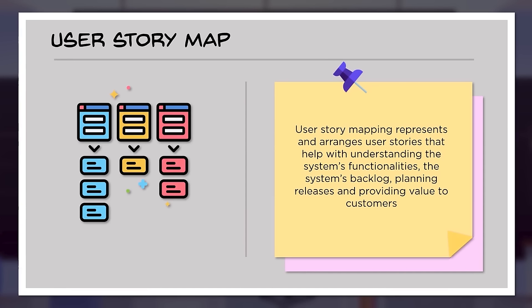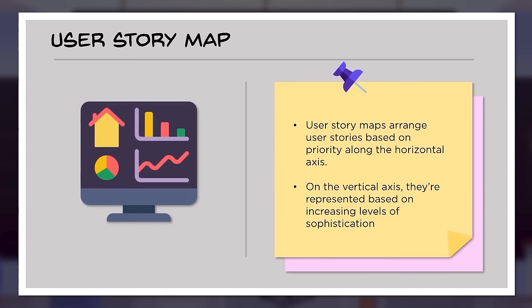Then once the user story is written, it is required to put the user story mapping. So user story mapping represents and arranges user stories that help with understanding the system's functionalities, the system's backlog, planning releases and providing value to the customers. So typically this involves arranging or organizing user stories based on priority along the horizontal axis. So as I move horizontally, I will say which user stories are the priority, the first thing I need to focus on. The vertical arrangement represents how, in a given specific user story, the activities, tasks, subtasks further down get elaborated, how it goes forward.